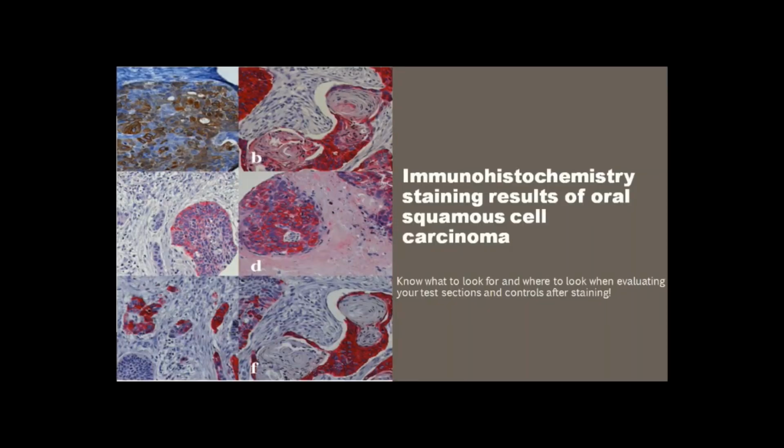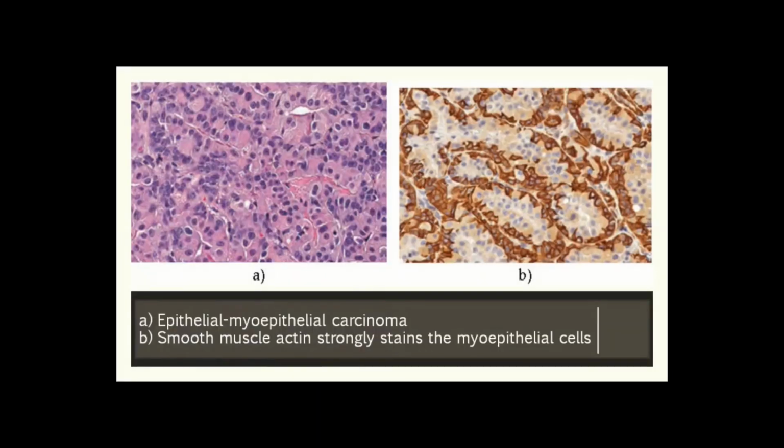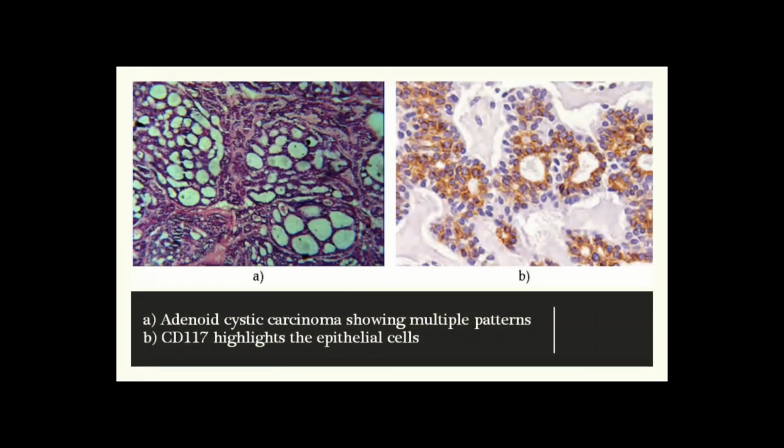This is the IHC staining result for OSCC. A is for myoepithelial carcinoma. B shows smooth muscle actin strongly staining the myoepithelial cells. A is adenoid cystic carcinoma showing multiple patterns, and B, CD117, highlights the epithelial cells.